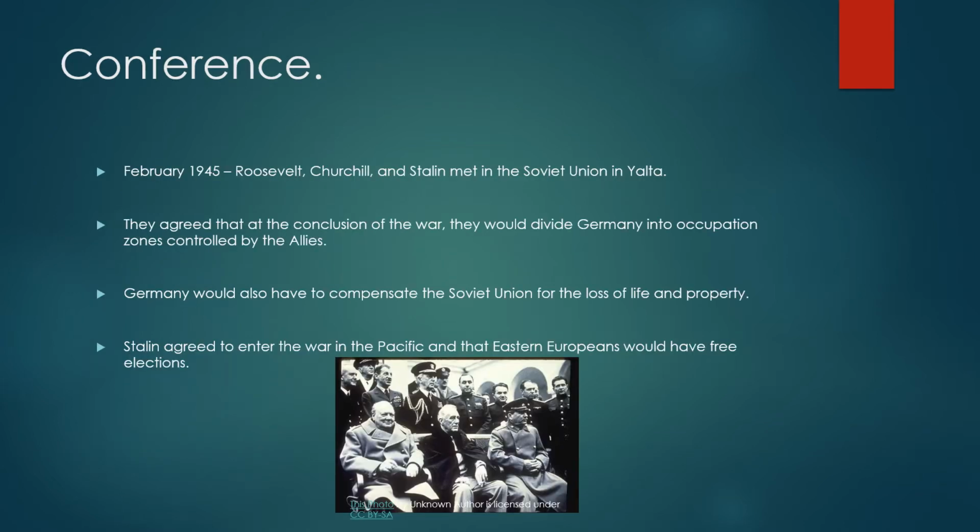So in February 1945, Roosevelt, Churchill, and Stalin, you see them down there, met in Yalta in the Soviet Union. They agreed that at the conclusion of the war, they would divide Germany into occupation zones controlled by the Allies. Now, Germany would also have to compensate the Soviet Union for the loss of life and property. And Stalin, in return for this, basically agrees to enter the war in the Pacific, and that Eastern Europeans would have free elections.